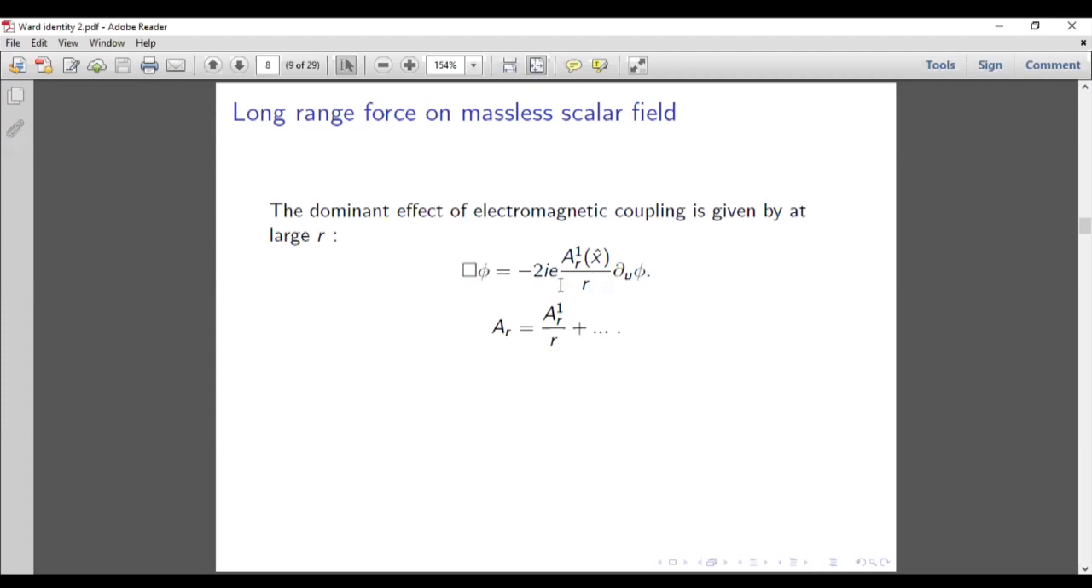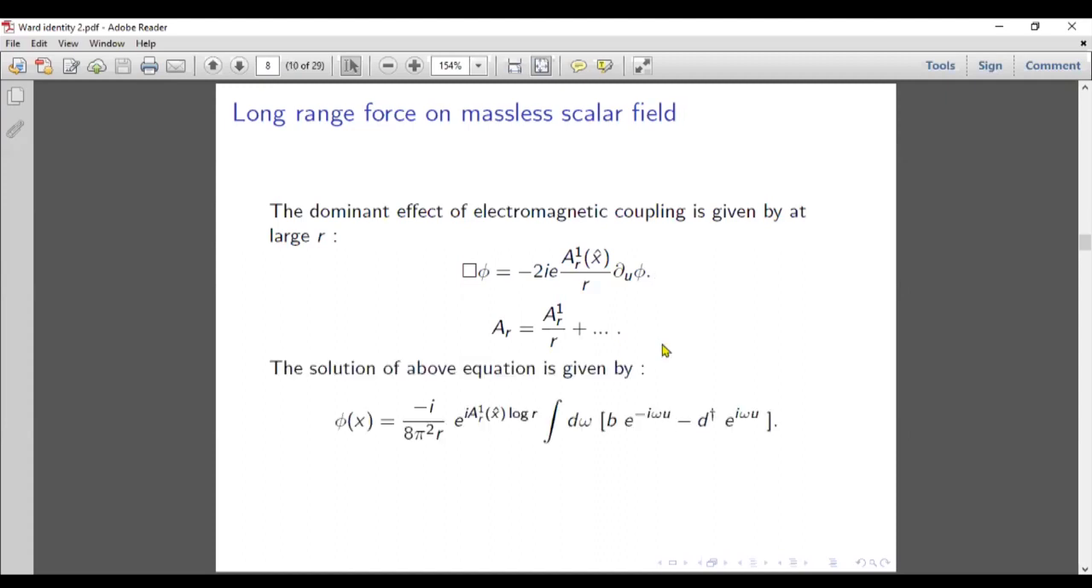On the right hand side, we have expanded the interaction terms at large R. So this is the leading order term at large R. A_R^1 denotes the 1/R potential that is felt by the massless particles. Now we can just solve this equation and the solution takes the following form. Here V and V dagger represent the free data of the scalar. Thus we see that the effect of the long range force is to introduce a logarithmic dressing of the free scalar field. This is analogous to the Faddeev-Kulish dressing.